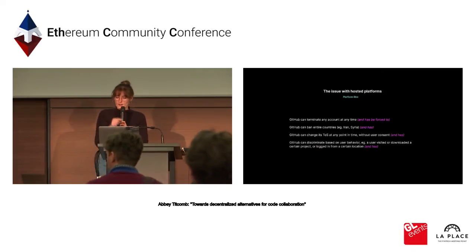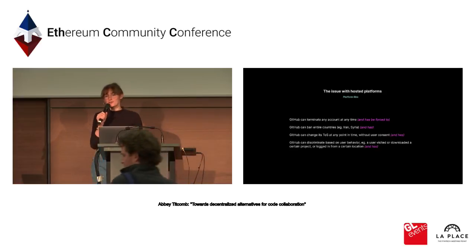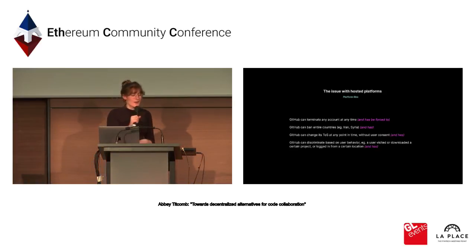So GitHub can terminate an account at any time, and they have been forced to by governments. They can ban entire countries, which they have, based off of US sanction laws. They can change their terms of service at any point in time without user consent. And they can also discriminate based on user behavior, for example, if a user has visited or downloaded a certain project or logged in from a certain location. These are all things that GitHub has done, right?